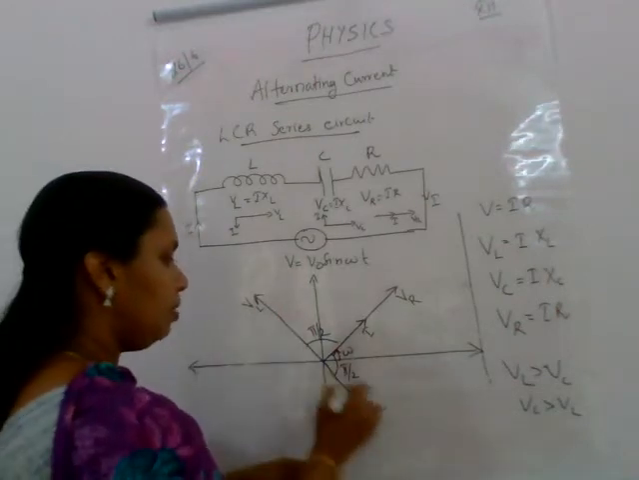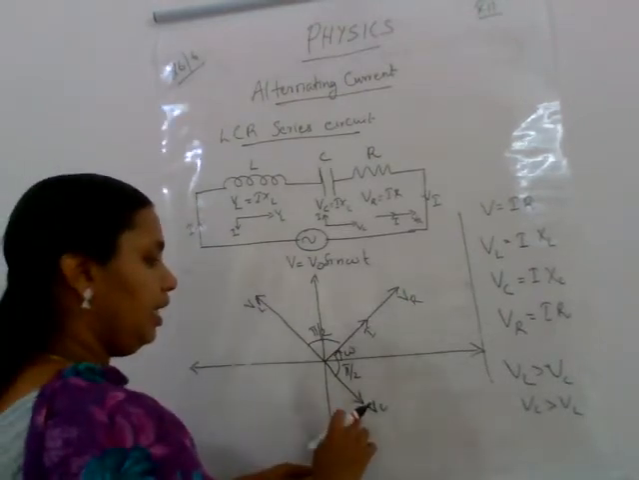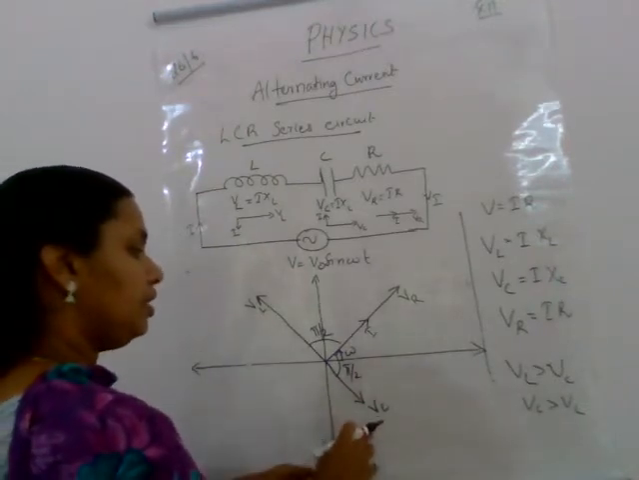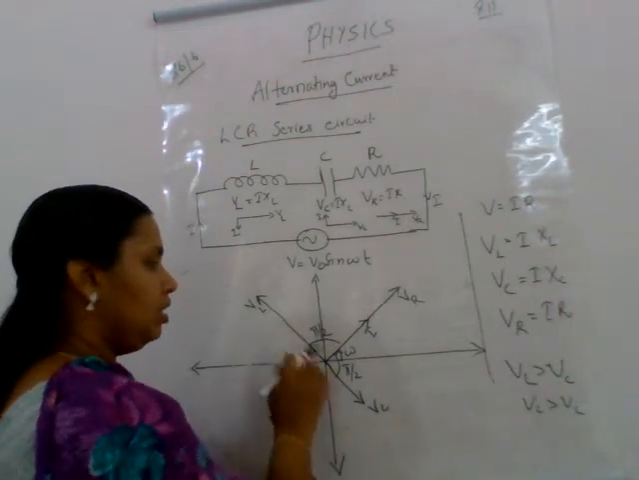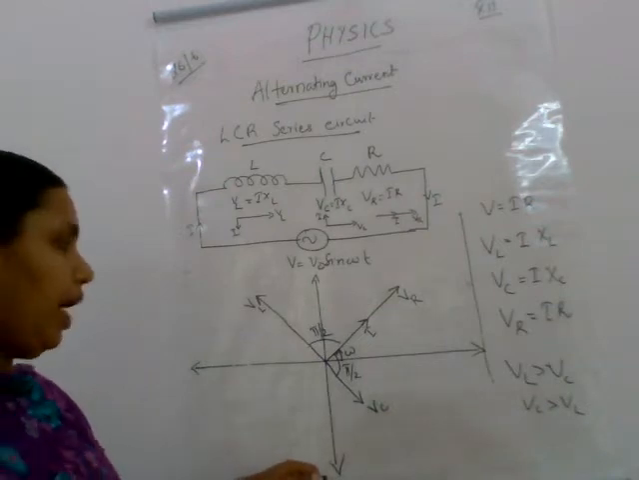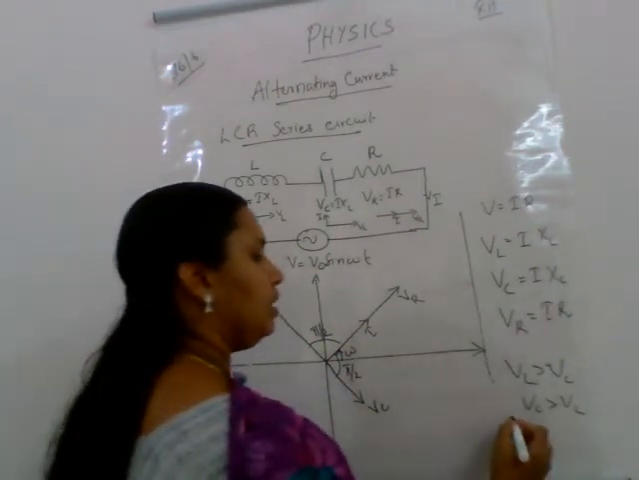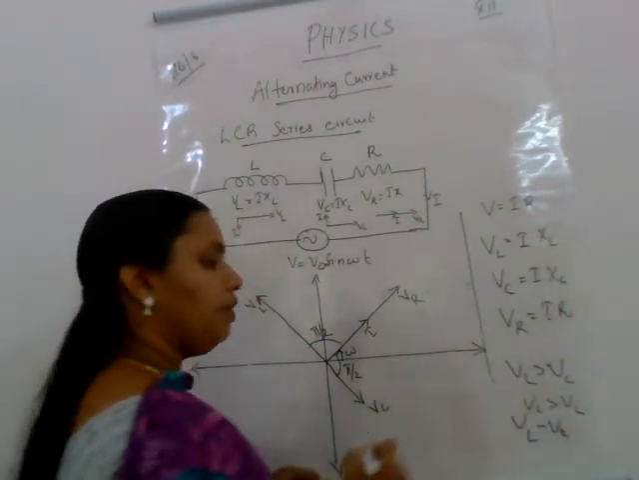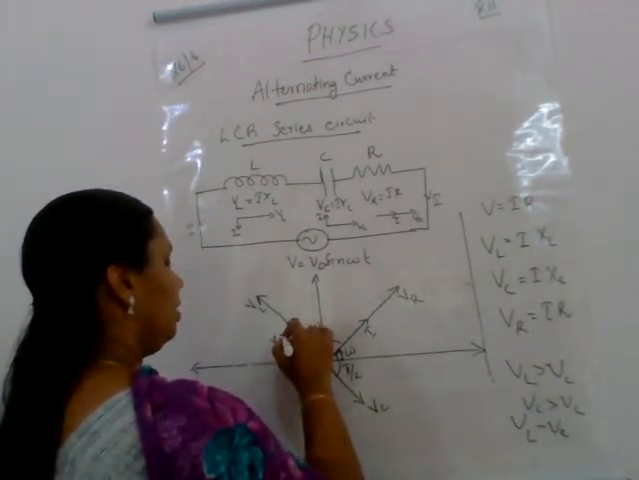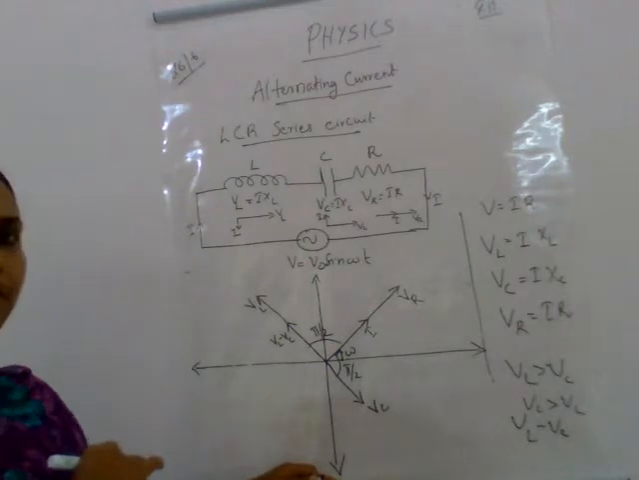So what will be the resultant of this VL and VC? Say this is 5 and this is 3. What will be the difference? They are in the opposite direction. So what will be the resultant of two vectors in the opposite direction? The resultant will be the difference, isn't it? And the direction will be the direction of the higher magnitude. So here the resultant of VL and VC is VL minus VC, and it will be in this direction. So here we will get VL minus VC in the direction of VL, because that is the larger magnitude.